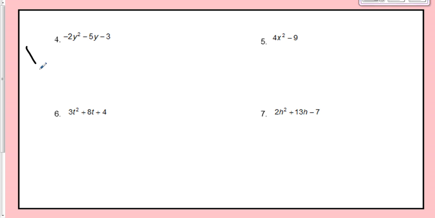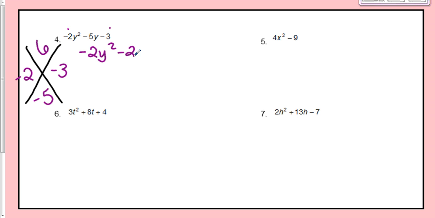I don't see one. Can't group it. So I'm going to draw my x. The top is a times c, which is 6 in this case. It's a negative 2 times a negative 3. The bottom is negative 5. So I know negative 2 times negative 3 gives me that 6 and adds to negative 5. So I'm going to use that to break apart my middle term.